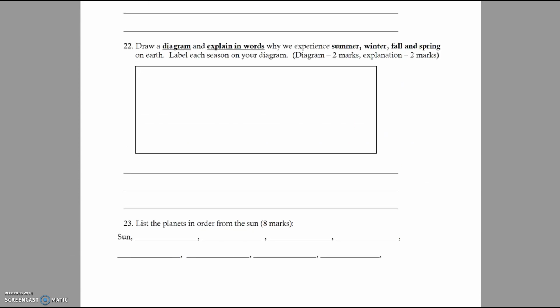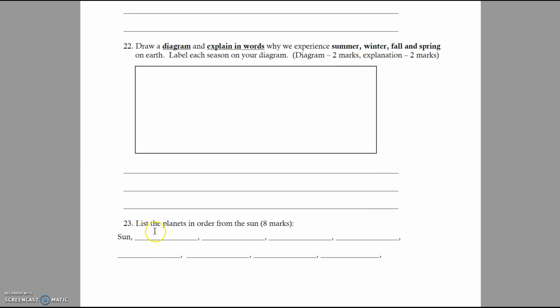And number 22, draw a diagram and explain in words why we experience summer, winter, fall, and spring on Earth. Label each season on your diagram. Your diagram, again, is worth 2 marks and your explanation is worth 2 marks.